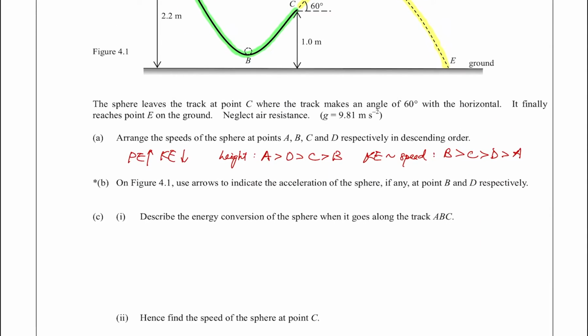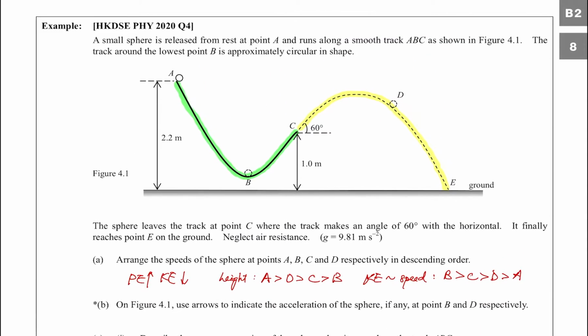Part B. On figure 4.1, use arrows to indicate the acceleration. Okay, so we want to indicate the acceleration. Firstly, let's look at point D. At point D, the sphere is acted on by gravity only. So the acceleration should be vertically downward. So the acceleration at D is in here.